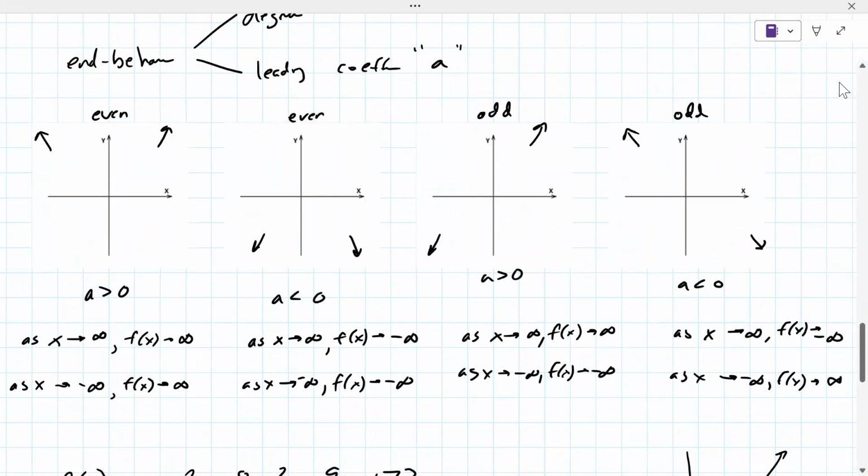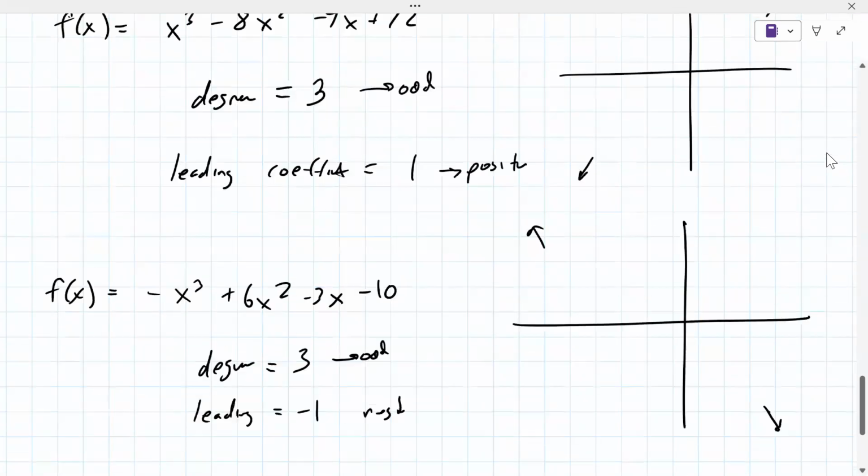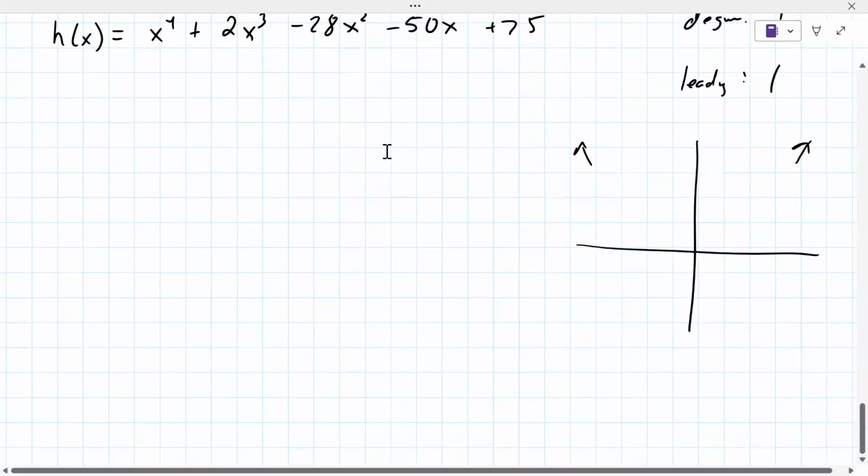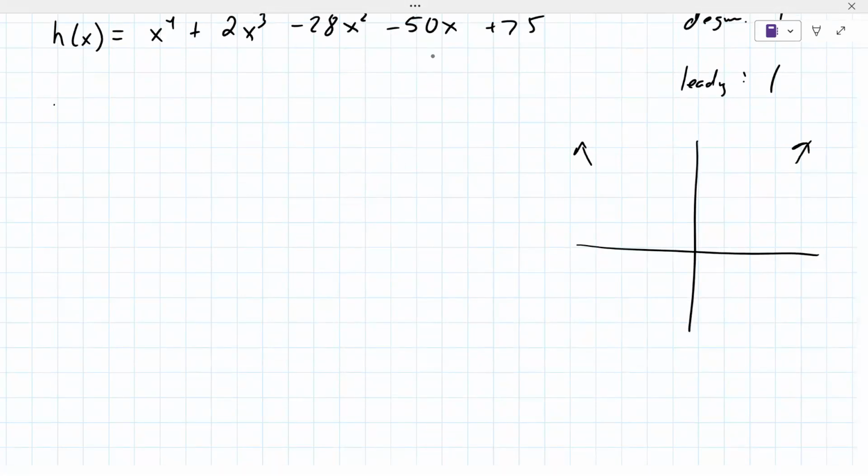Okay, so it's number 1 then. It is number 1. So if we were to graph this, you need those arrows. Okay, so I'm going to tell you that a factor is x minus 5. And there's another factor x plus 5.